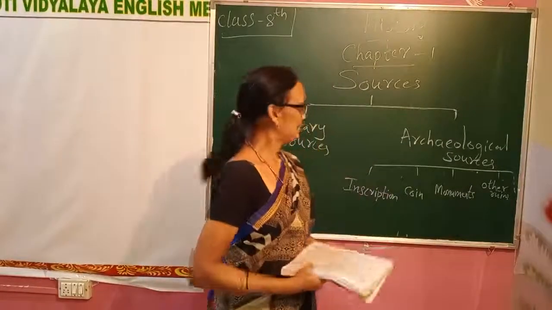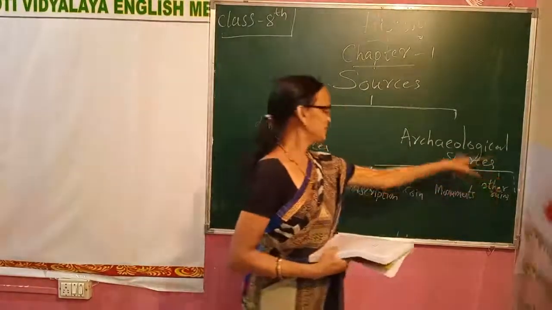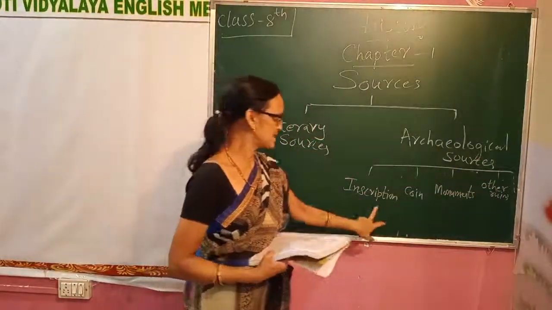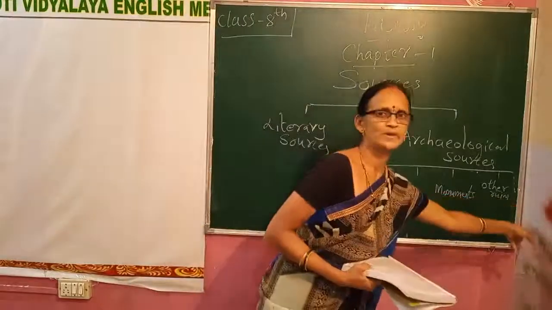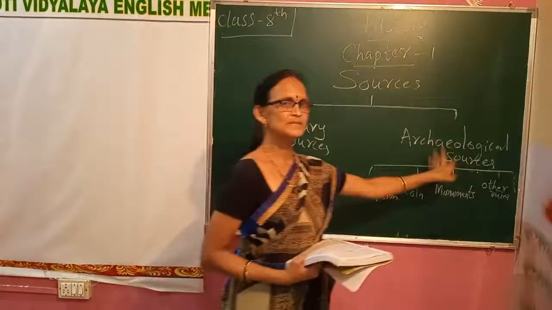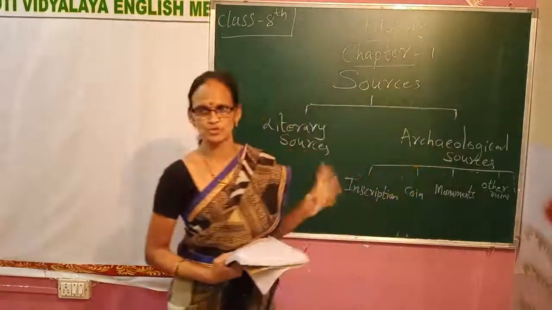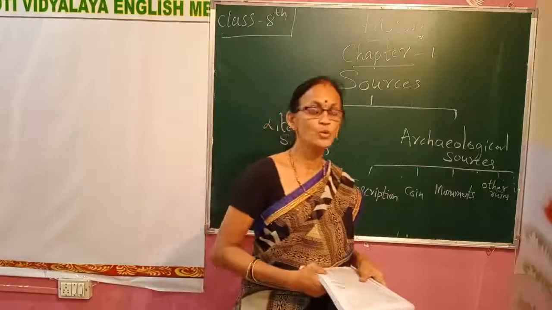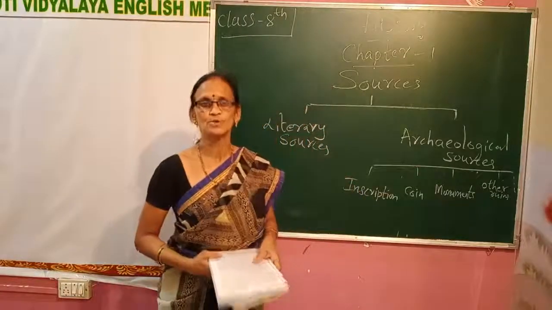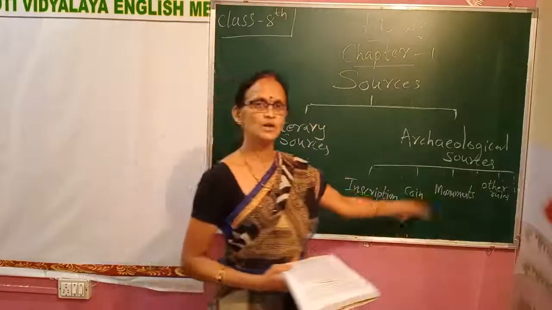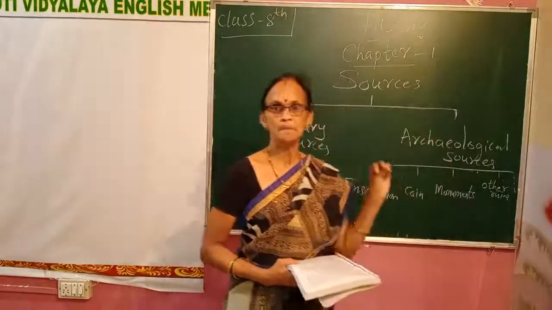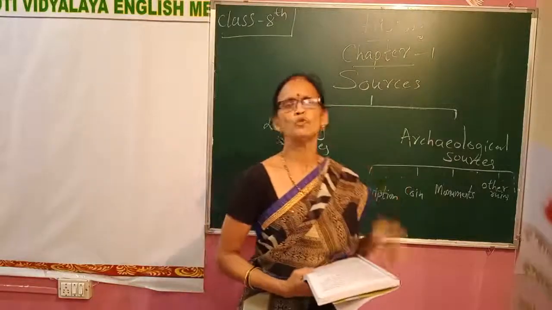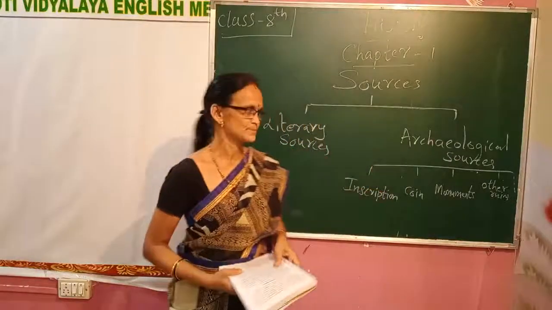Okay, now archaeological sources. In archaeological sources, there are 4 types. What are they? Inscriptions, coins, monuments and other ruins. Archaeological sources means here there is no written source or oral source. Here the only sources are the remaining parts of the olden goods, the goods used by the people of that age, so many thousands of years ago.